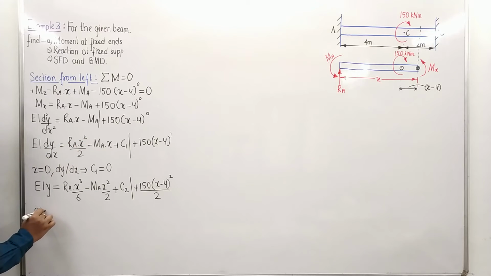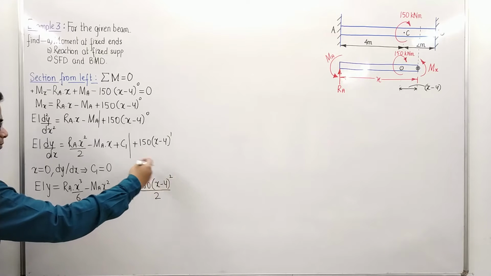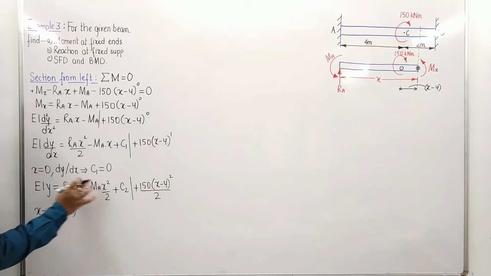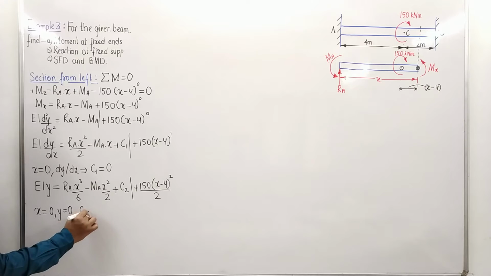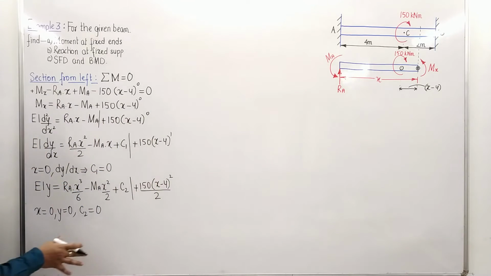Anyway, when you plug in the value at x is equal to 0, now the deflection is also 0. We know that. 0, 0, 0. If you put 0 over here, inside the bracket we have a negative term. Negative term has to be discarded. Anyway, when you plug in all the values, you are going to ultimately get the value of c2 as 0. So this is essentially how you can work these things out.